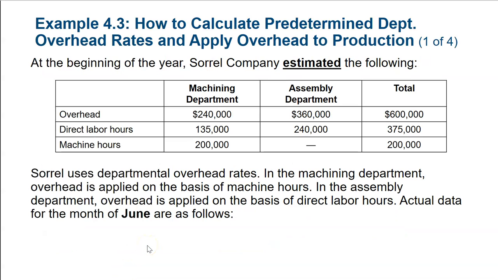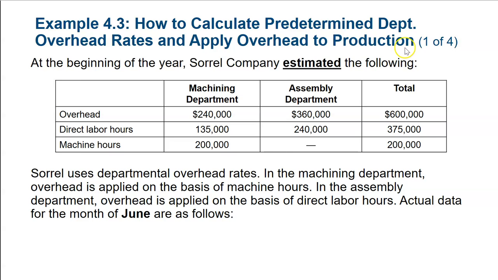So we've got an example here that is a really nice example. Let's see what it says. It says how to calculate the predetermined, so that word's the same, right? Department overhead rates and apply overhead to production. So we're doing the exact same thing as before. We're just doing it on a departmental level.